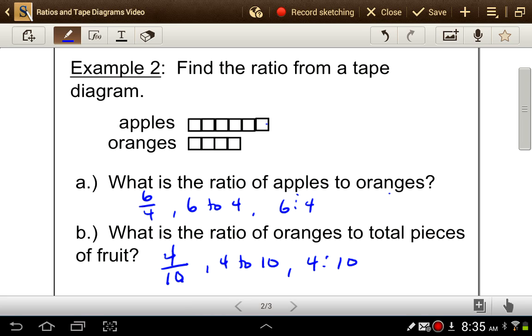And right now, you don't have to worry about simplifying it. We will do that later, but for right now, we're just writing the information that we have in front of us. And that's how you write a ratio from a tape diagram. Okay, if you need to pause, go ahead. I'm moving on.